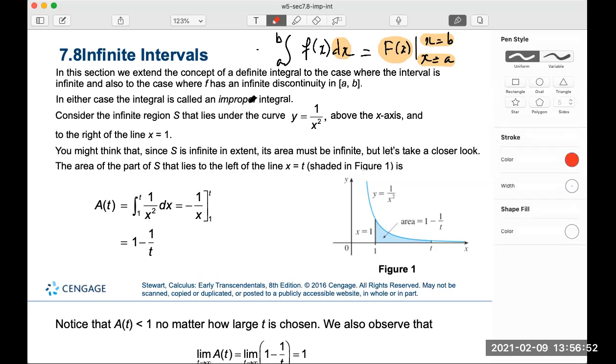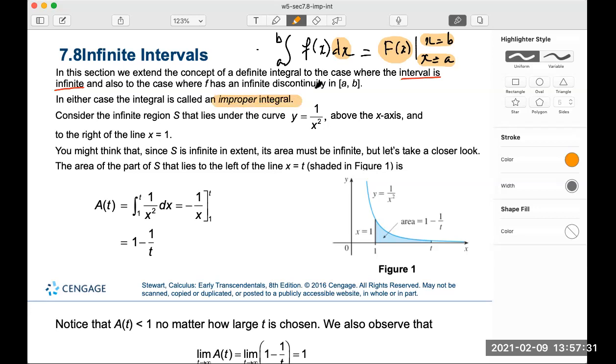Now, if this definite integral has the interval from a to b and the function f has an infinite discontinuity in this interval from a to b, or the interval is infinite, in either case we call it an improper integral.